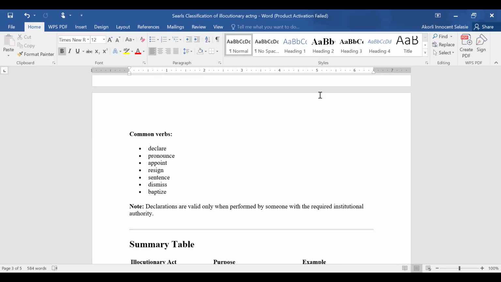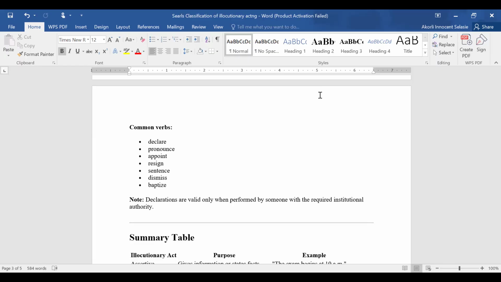Note: declarations are valid only when performed by someone with the required institutional authority. Yes, that's what I wanted to emphasize. Out of the five acts, declarations are linked to institutional authority, unlike the rest.